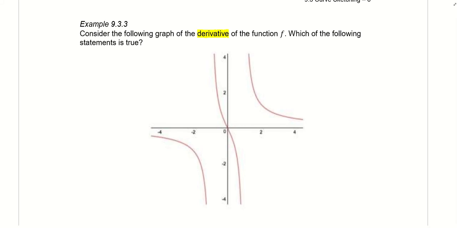So just to emphasize, this is not a graph of f of x. This is a graph of the derivative, f prime of x. So we have to really be careful and not think of this as a graph of the function. It's a graph of the first derivative.